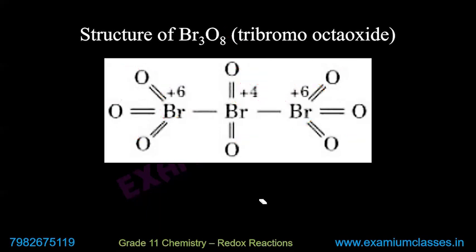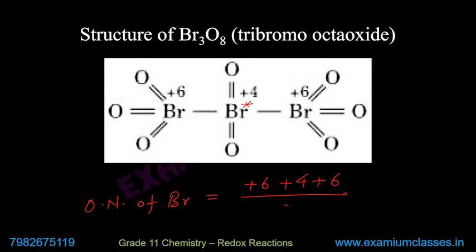Now we see that the oxidation states of bromine are +6, +4, +6. We will mark this bromine with asterisk because this one shows different than the other ones. So the oxidation number of bromine in Br3O8 will be their average. So the sum of oxidation states divided by how many? These are 3. So 6 plus 4 plus 6 is 16, so plus 16 by 3. It does not mean that bromine has oxidation state plus 16 by 3. It is the average only.